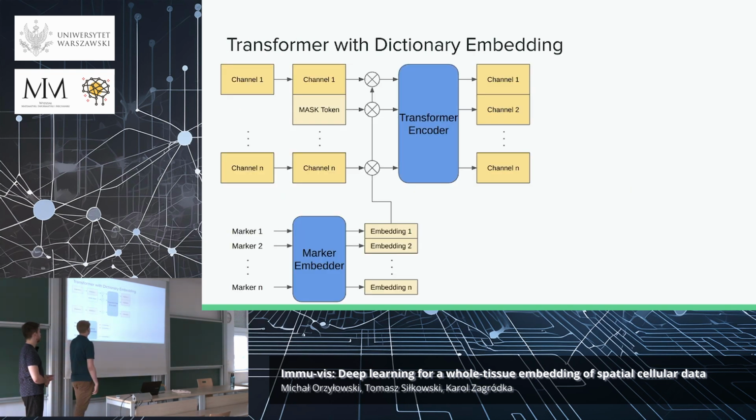So this is a basic transformer architecture with dictionary embedding. We have inputs which don't have some channels, and we fill in those with mask tokens, and then we add the embedding of the markers that are associated with the channels, and we feed this into a transformer, a BERT-type transformer, and we get channels on the output.